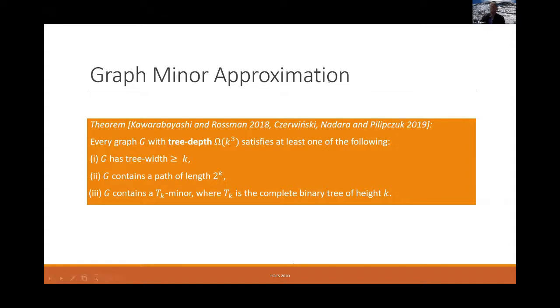Maybe it's not really a question to you, but how complicated is this structural result that you rely on? It's another paper, so I guess it's fairly complicated. But it's not nearly as complicated as the grid minor theorem for tree width, if that's what you're asking. Yeah. Well, that's a very high bar.